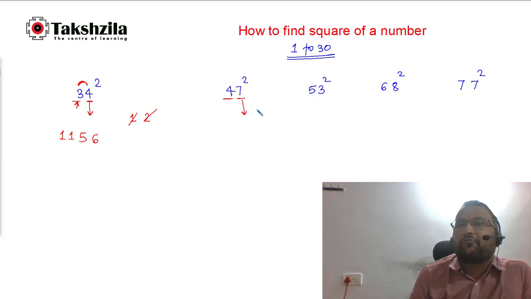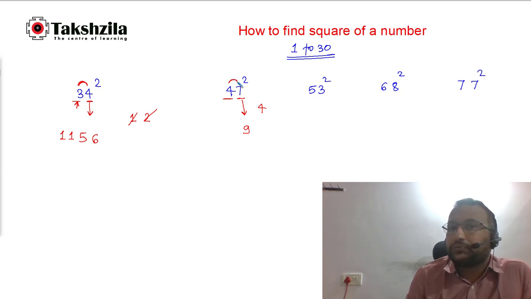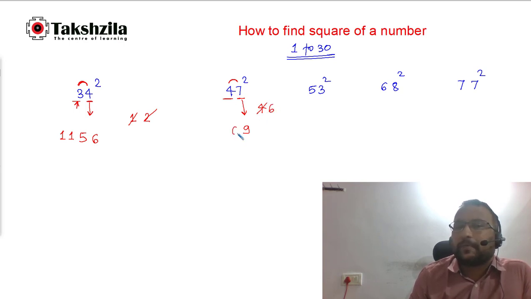7 square is 49, write only the unit place. Then multiply these two groups, double that multiplication. 7 4s are 28 into 2, 56 plus 4, 60. And then the square of 4 is 16 plus 6. 16 plus 6 is 22.